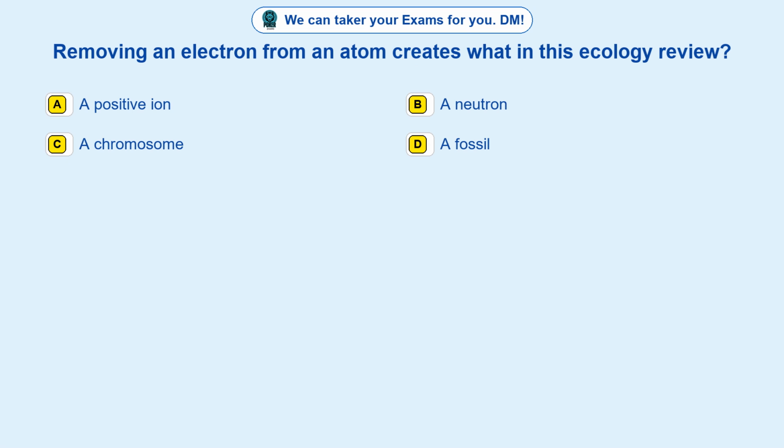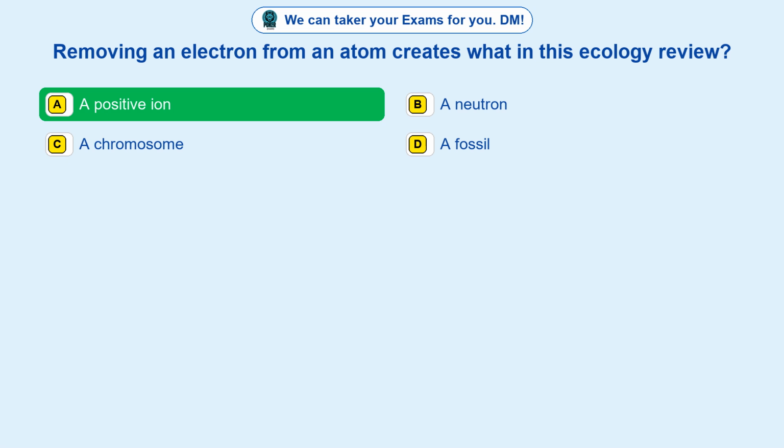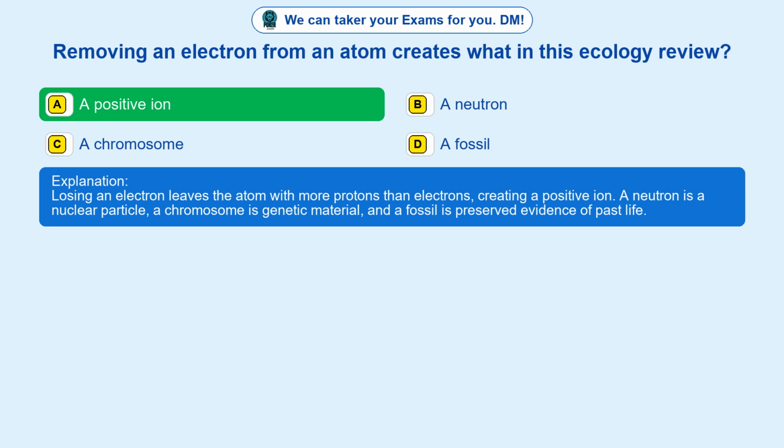Question 49. Removing an electron from an atom creates what in this ecology review? Option A. A positive ion. Option B. A neutron. Option C. A chromosome. Option D. A fossil. The correct answer is option A. A positive ion. Losing an electron leaves the atom with more protons than electrons, creating a positive ion. A neutron is a nuclear particle, a chromosome is genetic material, and a fossil is preserved evidence of past life.